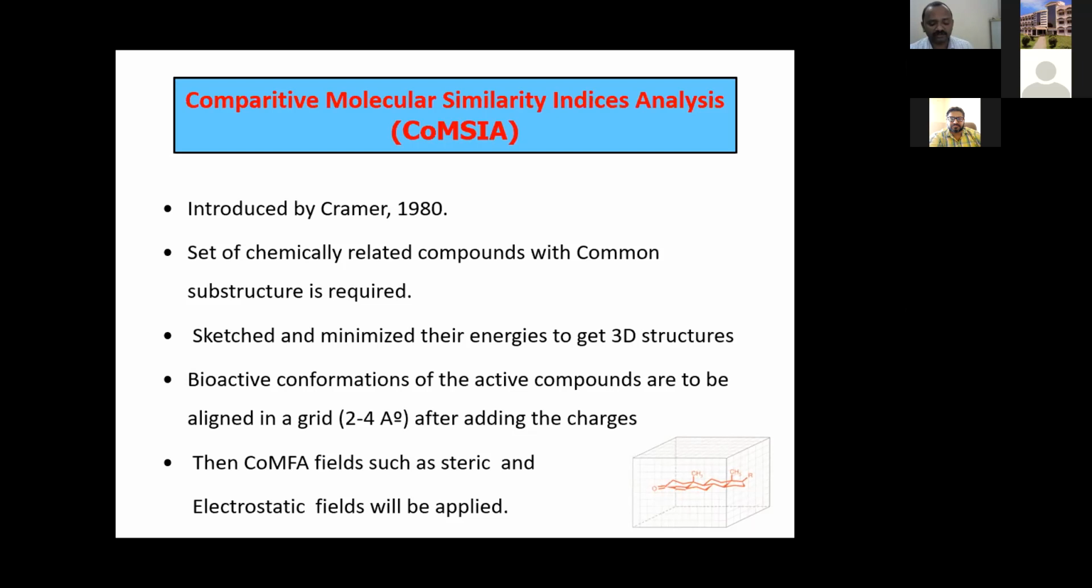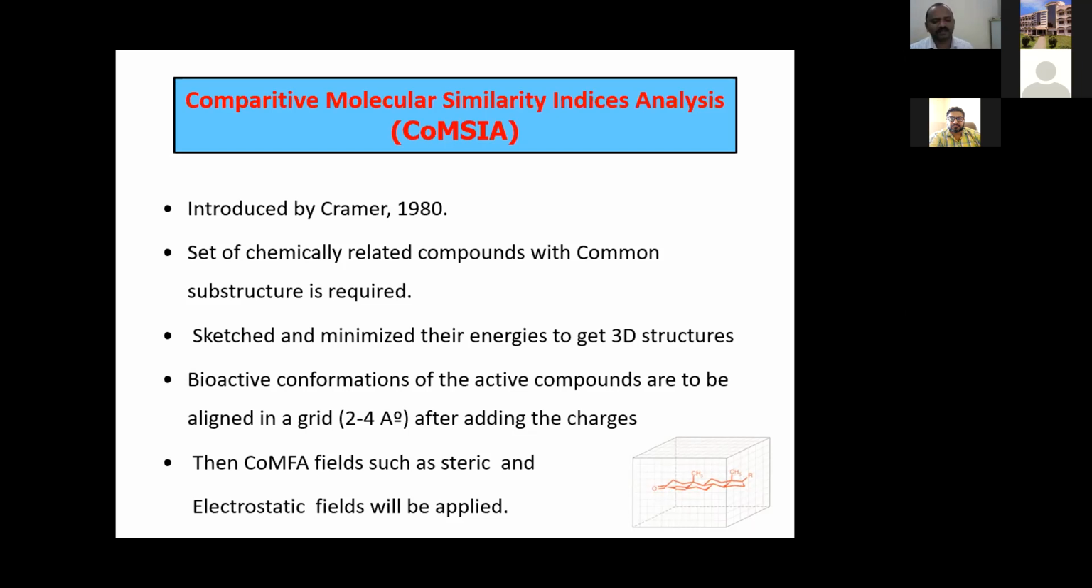Before putting it into the grid box, we have to add charges also, because these atoms will carry charges. Just like in the periodic table of elements, different elements have different electronegativity and electropositivity. Some are electronegative, some are electropositive. So we have to give the right charges for all these atoms. Then we can name that molecule and put it into the training set and test set.